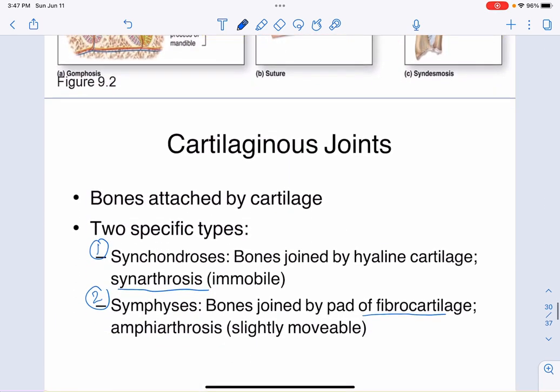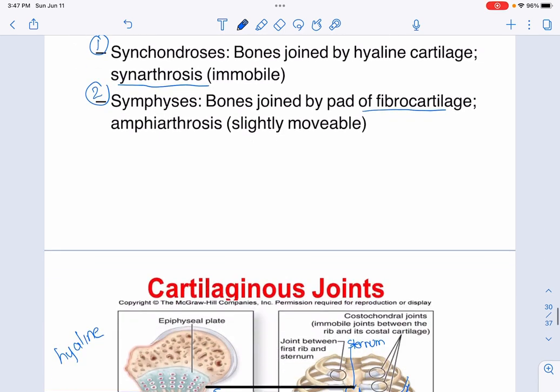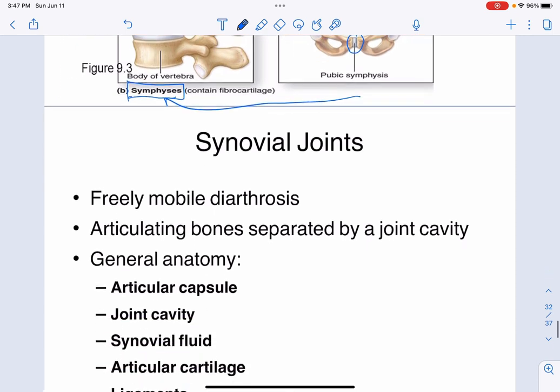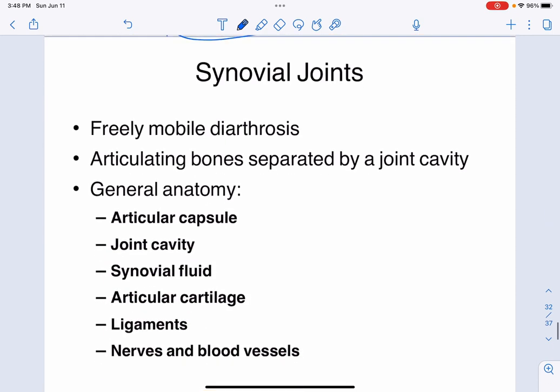And these are the most complex joints. There's a lot of structures that make up a synovial joint. And again, synovial joints are found with the most movable types of joints. So they are freely movable. They are diarthrotic joints. These are found with articulating bones that are separated by a joint cavity. So in our knees and our shoulders, you can find synovial joints.